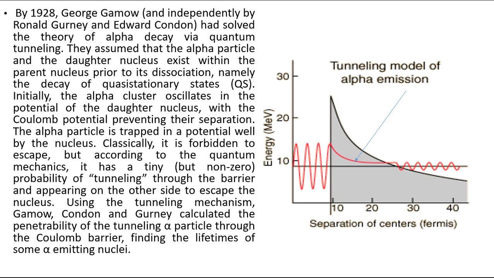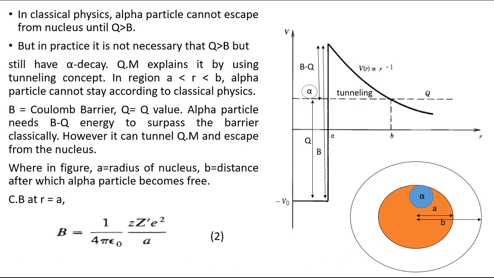So it is important to know the energy of the alpha particle. In 1928 George Gamow, and independently Ronald Gurney and Edward Condon, solved this theory of alpha particle decay using the quantum tunneling process. They assumed that the alpha particle and daughter nucleus already exist within the parent nucleus and want to eject from it. In the coming slides we will discuss how it works.